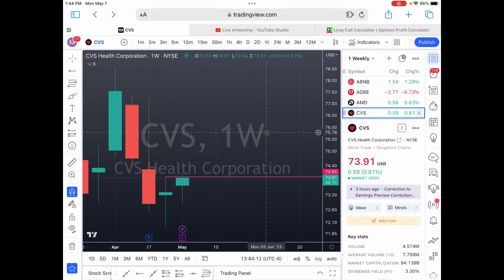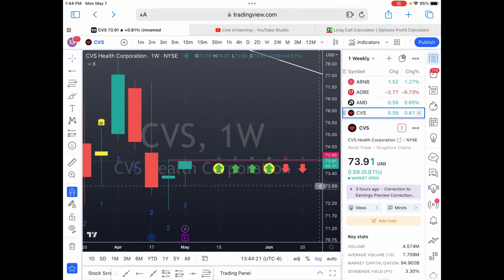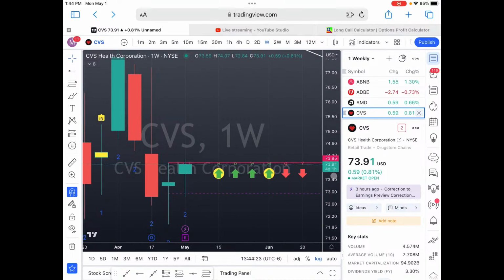Let's move on to CVS. Here we had a 2 down green, so we were looking for it to trend back up. Now it broke and it came back. You would obviously still be in this trade if you were swing trading. You have it for 2, 3, 4 weeks. And that's a big target to hit. I'm not saying you guys have to wait for it to hit that target, okay?